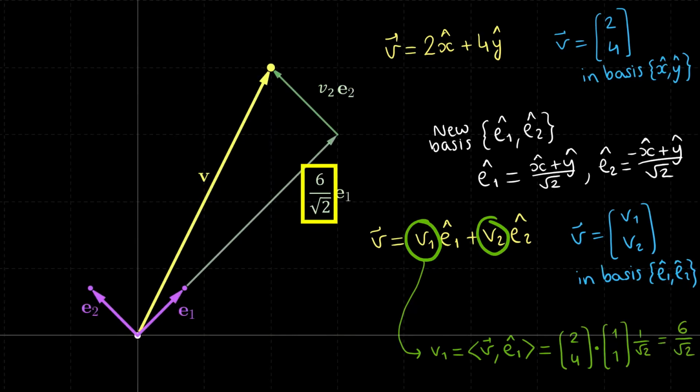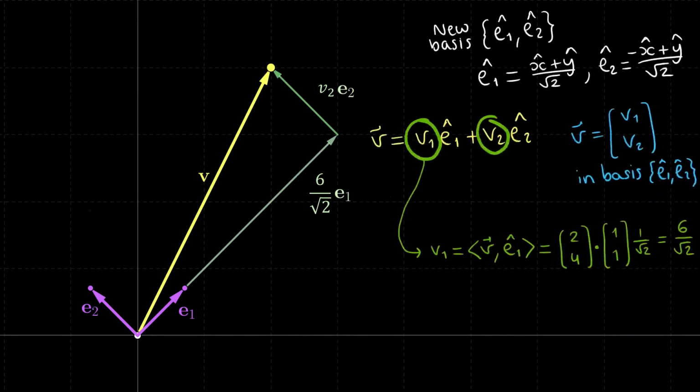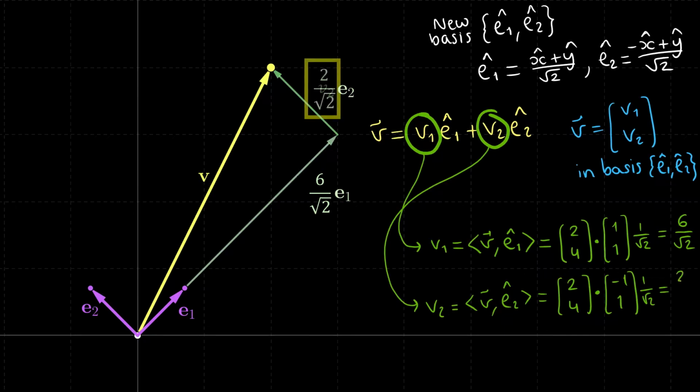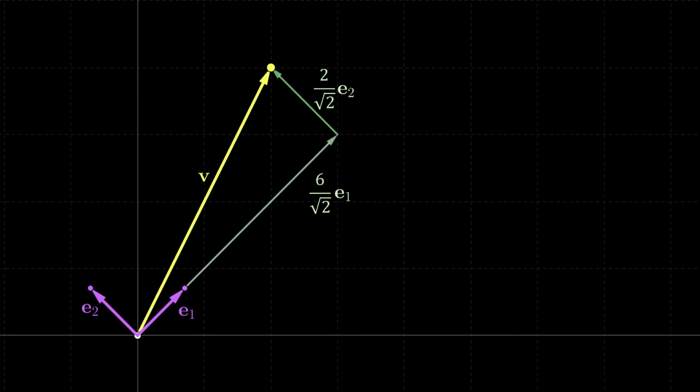our first component. The second component of the vector v, which we have called v2, is equal to the inner product between the vector v and the basis vector e2. If we do this calculation using the dot product, we find that v2 equals 2 over square root of 2. Indeed, those are the two components of this vector. This recipe is very easy to understand intuitively, because the components are simply the projection of the vector v into each of the orthonormal basis vectors.